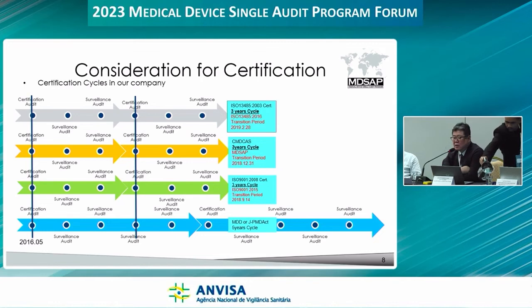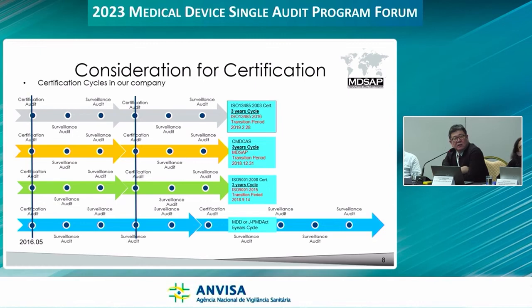I explained the certification cycle, 3 years and 5 years cycle. The first three lines explain the 3 years cycles. The first one is ISO 13485 and the second is Comcast, and already the system moved to the MDSAP schemes. And the third line is ISO 9001.